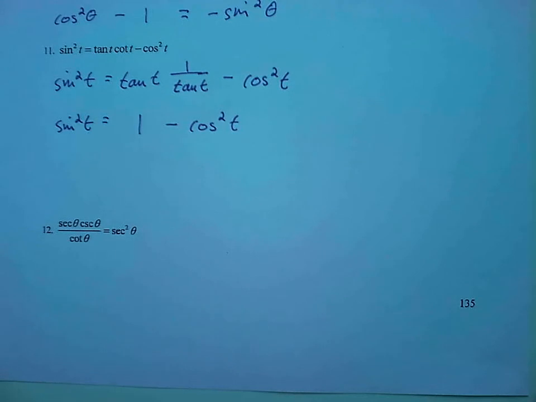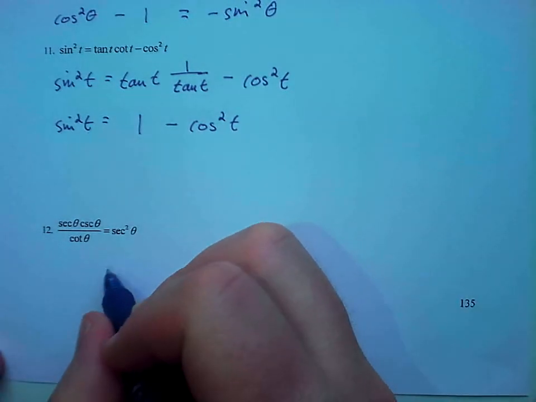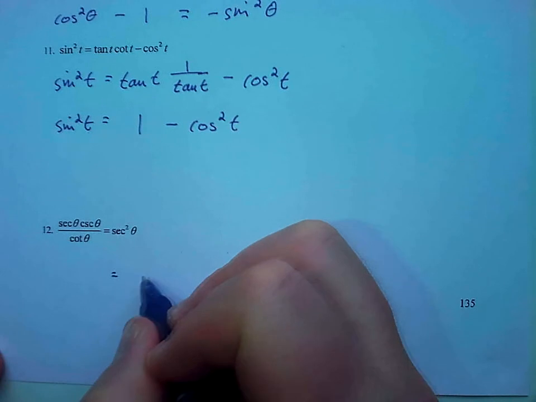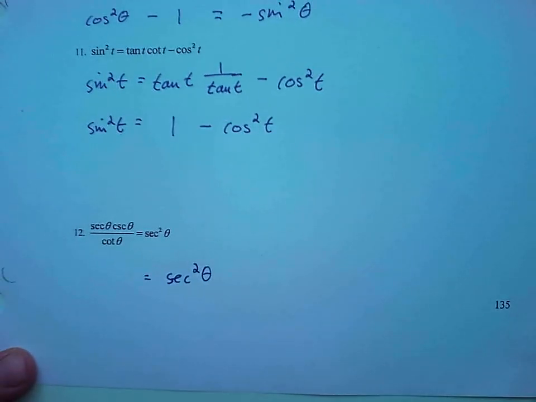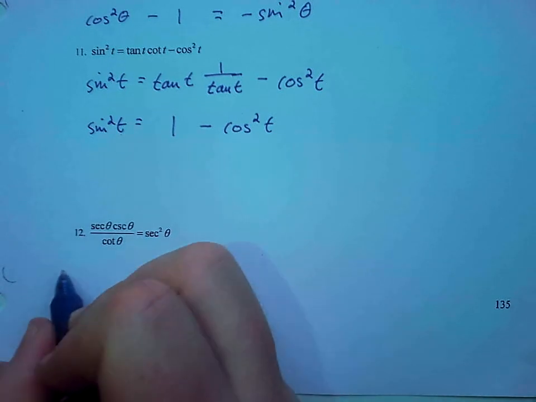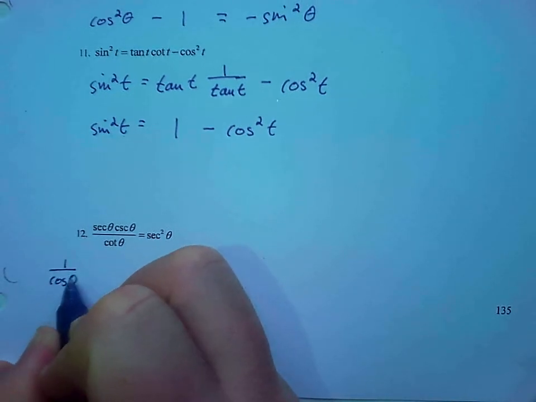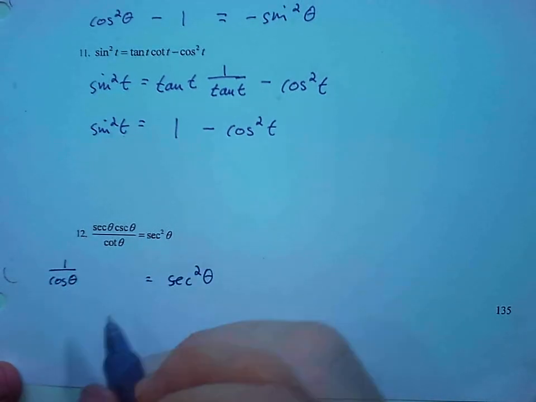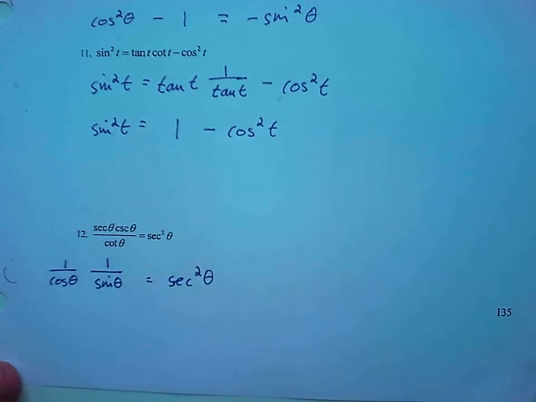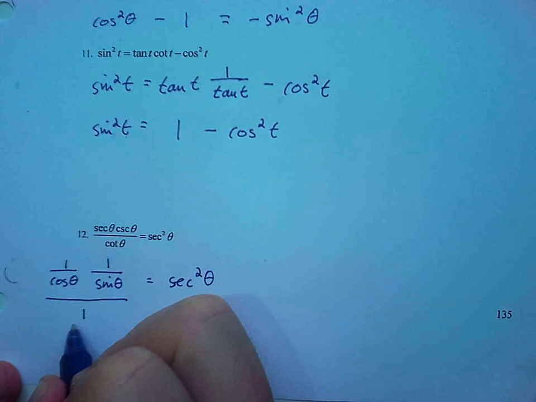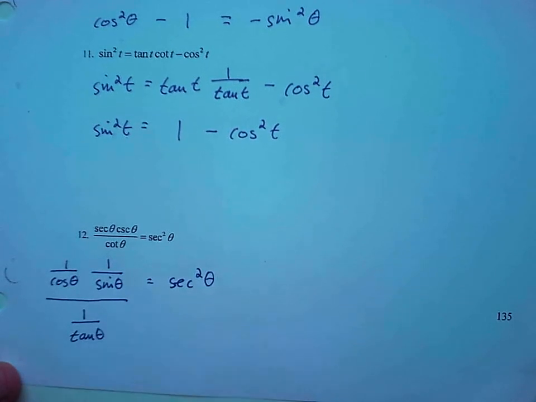Secant times the cosecant of theta over the cotangent of theta is equal to the secant squared of theta. Now the left-hand side looks more complicated, so let's see what we can do here. I won't touch the right-hand side; I'll bring it down. We know that the secant is equal to 1 over the cosine of theta, the cosecant is equal to 1 over the sine of theta, and the cotangent is equal to 1 over the tangent of theta.